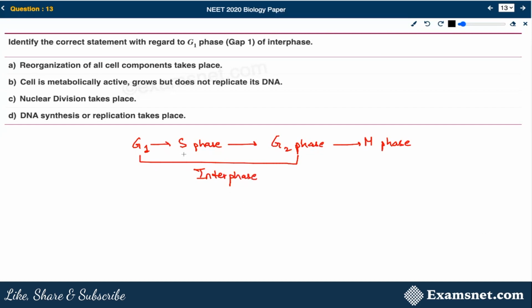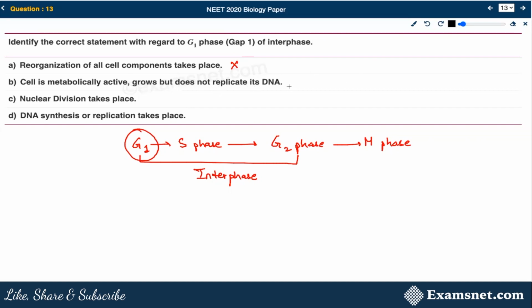Now you have to find the correct statement regarding the gap 1 phase of interphase. Clear? Now see, the first says that reorganization of all cell components takes place. Reorganization means that all the cellular components will be reorganized. This kind of statement is a little hazy, so it is not as such correct, but we are going to still look into it. Actually this is a wrong statement.